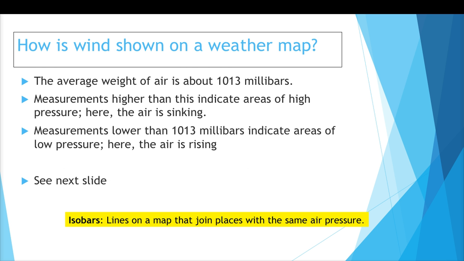How is wind shown on a weather map? The average weight of air is about 1013 millibars. Measurements higher than this indicate areas of high pressure. Here the air is sinking, which we already know. Measurements lower than 1013 millibars indicate areas of low pressure. Here the air is rising. Now I've got down the bottom there a definition of isobars, which is important for you to understand, and I would pause and write this into your exercise book. They're lines on a map that join places with the same air pressure, which we're about to see.